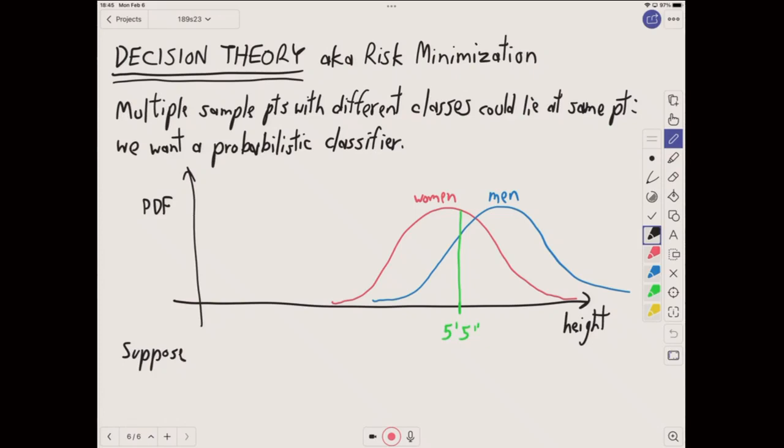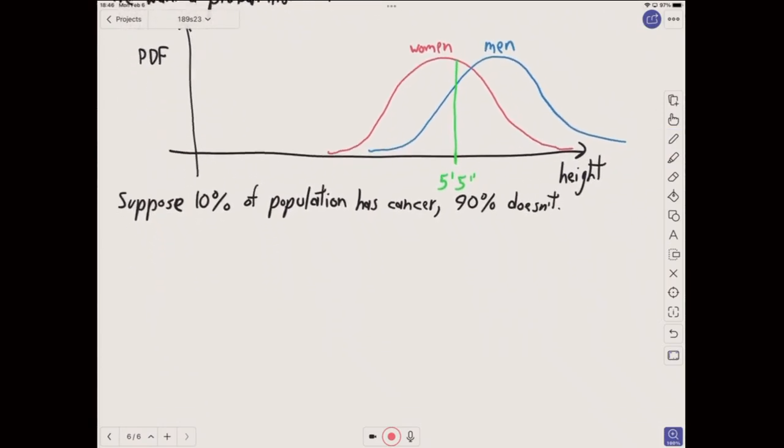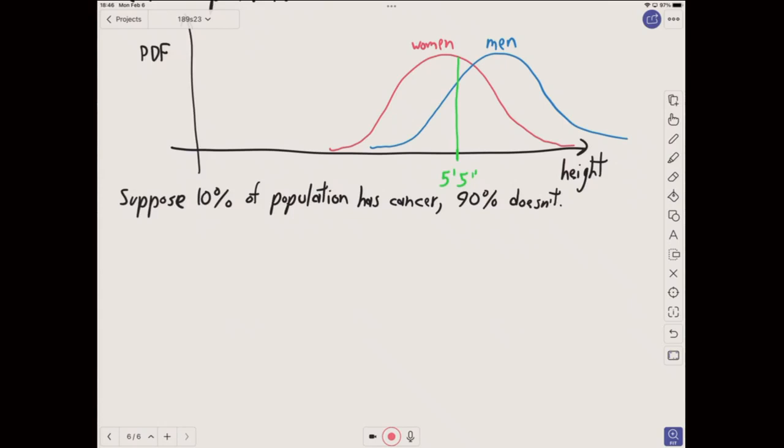In order to get deeper into this, I'm going to give you a somewhat more complicated example, which is cancer diagnosis. Now, there's some subtleties. One of the subtleties is the fact that people are much more likely to not have cancer than to have cancer, and that's something you have to take into account when you're trying to decide the probability that someone has cancer. So let's just suppose, this is obviously an exaggeration, but suppose that 10% of the population has cancer and 90% does not.